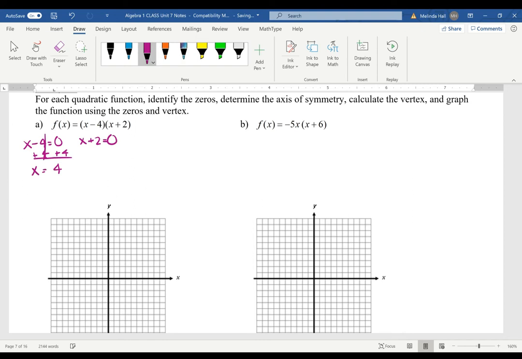So x equals a positive 4, and x equals negative 2. So that means that this graph is going to hit at positive 4, 1, 2, 3, 4, and at negative 2.